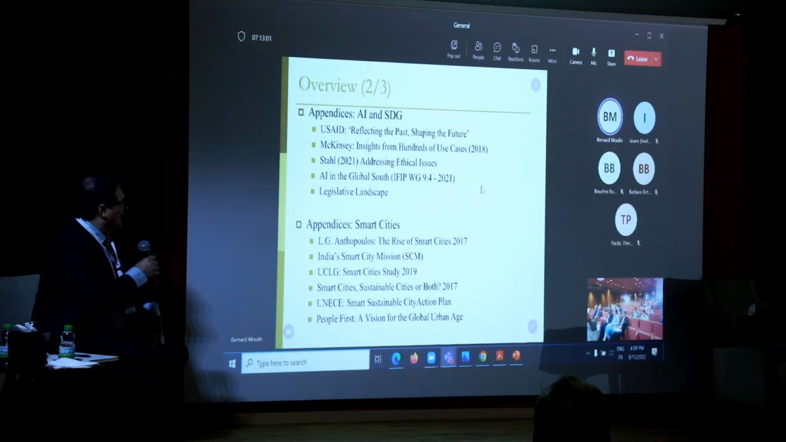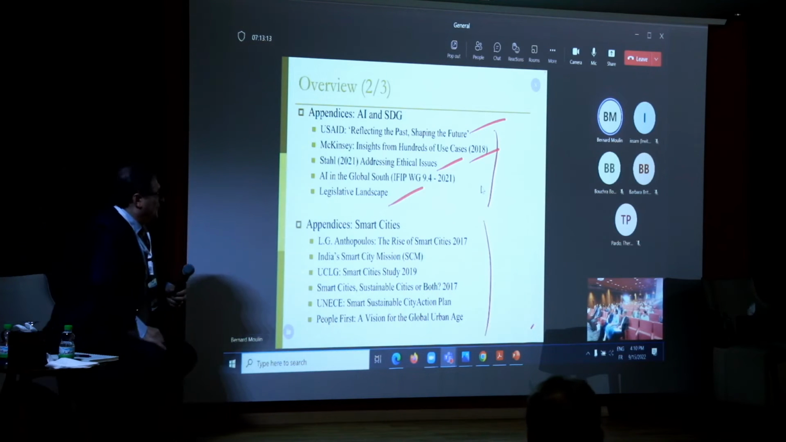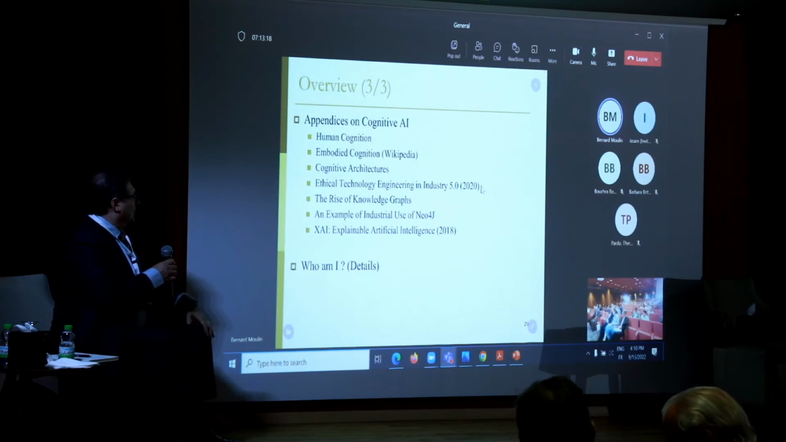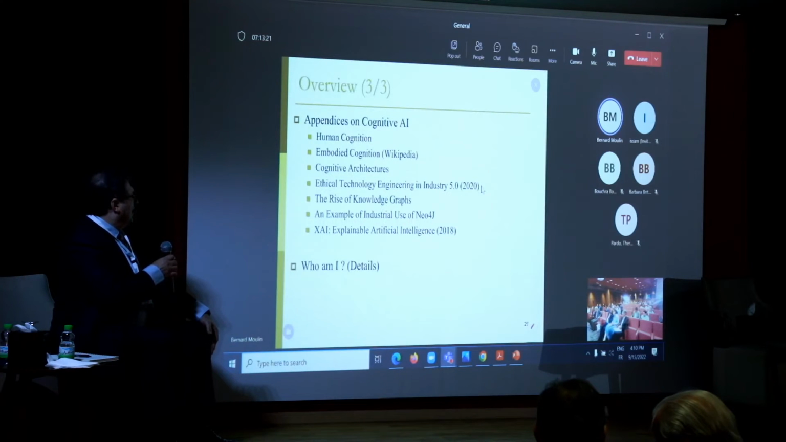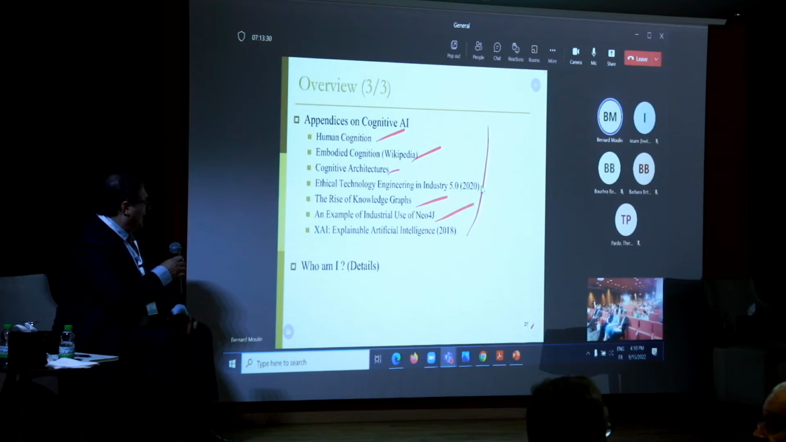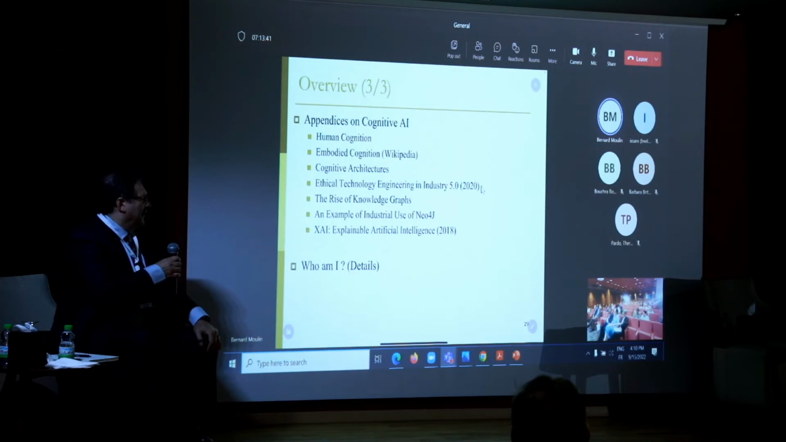I have detailed slides about the USAID report, the McKinsey report, the book Star, and AI in the Global South. On smart cities, as I said, there are very interesting things to look at too. You have an appendix on cognitive AI, human cognition, embodied cognition, cognitive architectures, but also the rise of knowledge graphs, an example with Neo4j, and a few slides about explainable artificial intelligence. And if you want to know in more detail who I am, there are some details in the appendix.